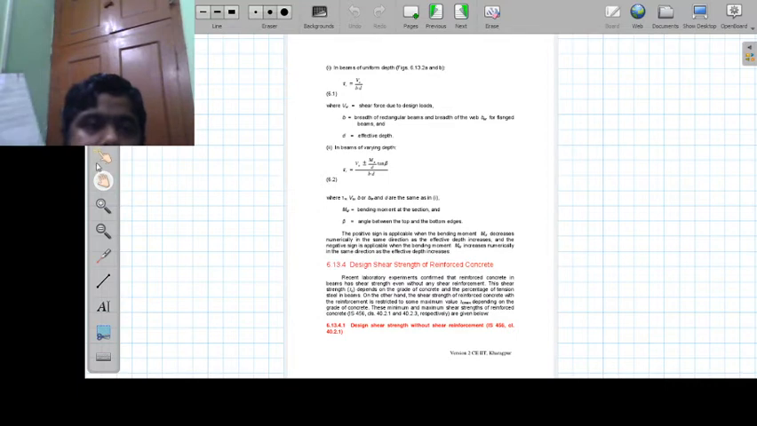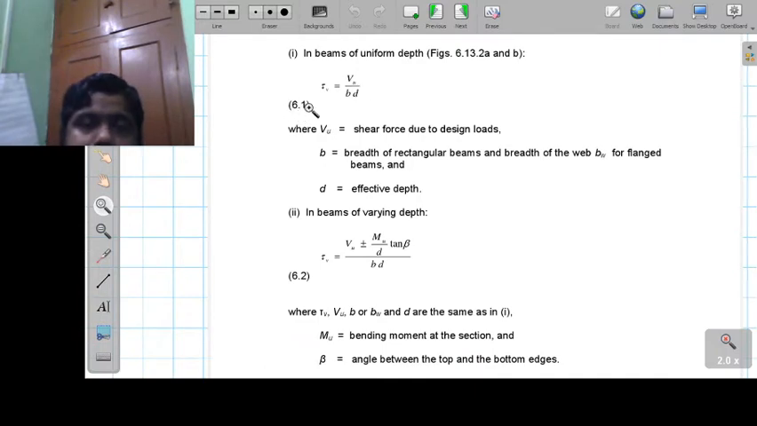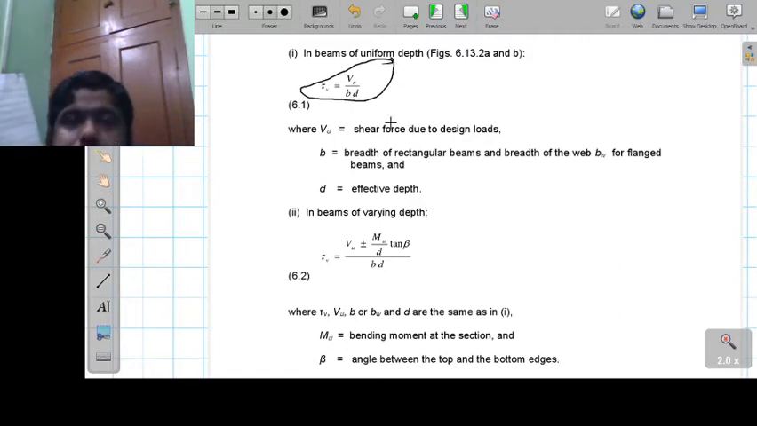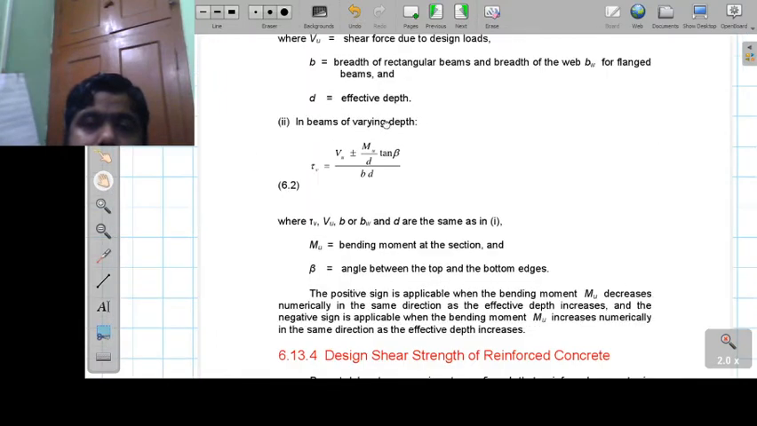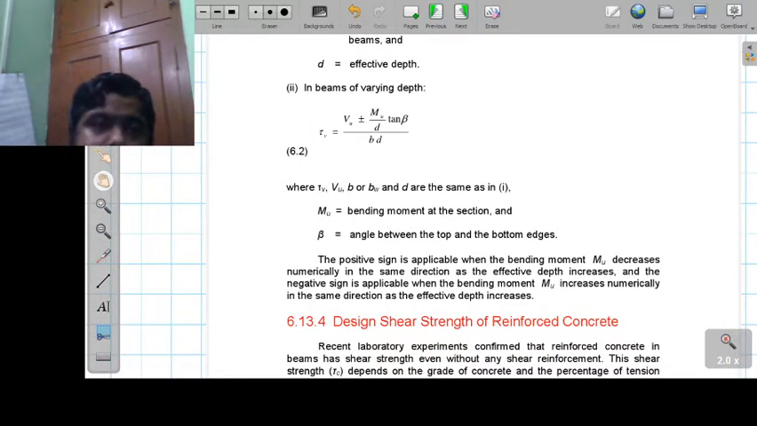If you look at this, the code book IS 456 has given how to find out the nominal shear stress. This is the equation given to find the nominal shear stress. Tau v denotes the nominal shear stress, and nominal shear stress tau v is equal to Vu divided by bd. Here b is the breadth of the section, d is the effective depth, and Vu is the shear force due to the design loads. Okay, and in case of a varying section, if you come down here, in case of a varying section, what is that?